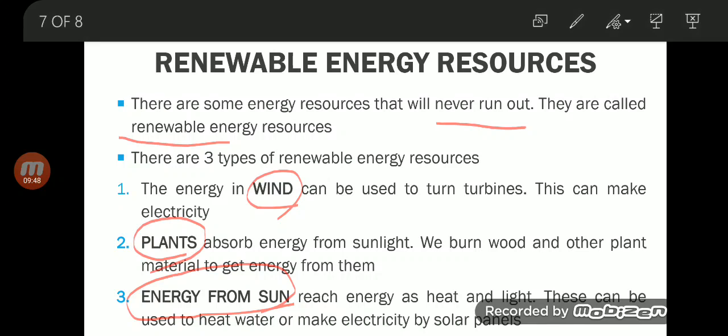I will repeat this slide. There are some energy resources that will never run out and we call them renewable energy resources. And there are three types of renewable energy resources. Number one, wind, that we use to run turbines and make electricity. Number two, plants, they absorb energy from sunlight. We burn wood and other plant materials to get energy in the form of heat.